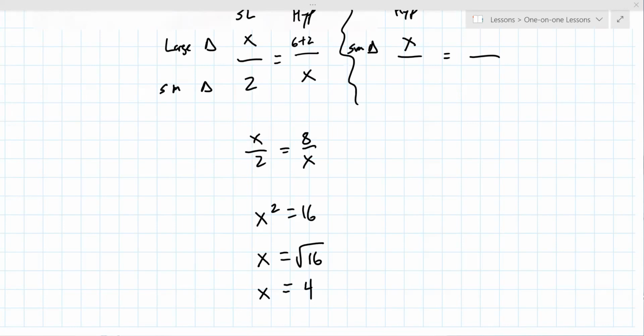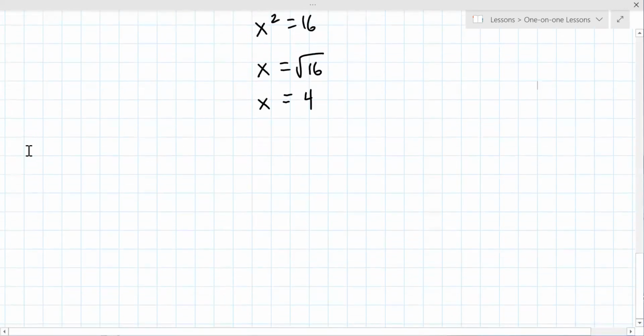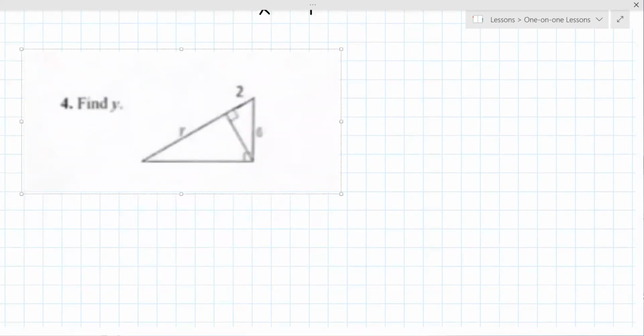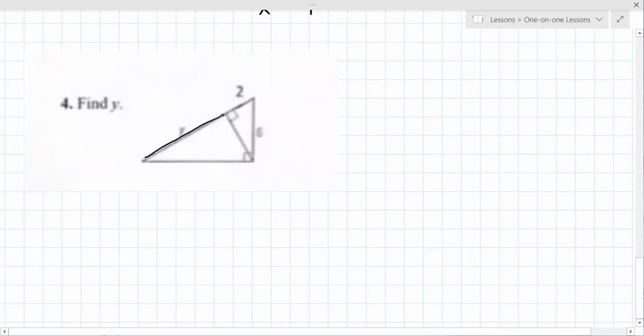Find y. Wait, that's all you have to do for number 3? Yes. Okay. Find y. So y here, when I look at y, it's the long leg of the medium triangle. So do we have anything else of the medium triangle?